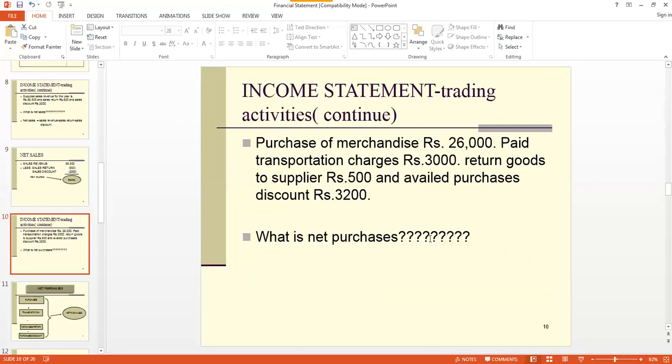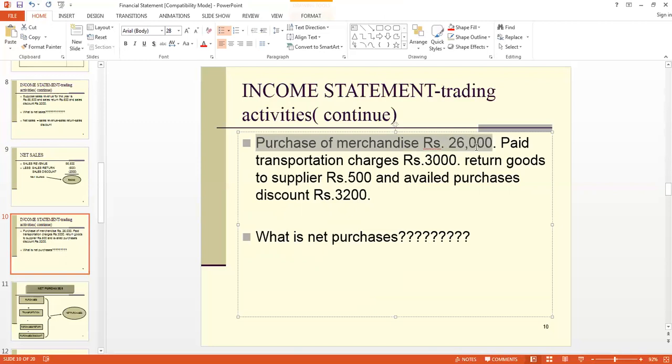In a similar fashion, student, in this question, we have a merchandise purchase for 26,000, and student, we paid transportation charges of 3,000. Further, we return goods of 500 and availed a discount of 3,200. Now, the concept that I am trying to explain here is net purchases. Whenever question is demanding you or you need net purchases, then student, you actually work with the concept I am discussing here.